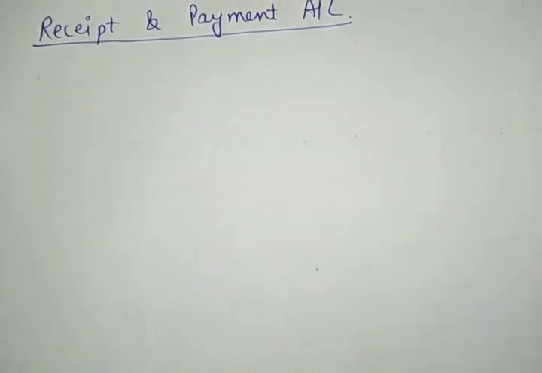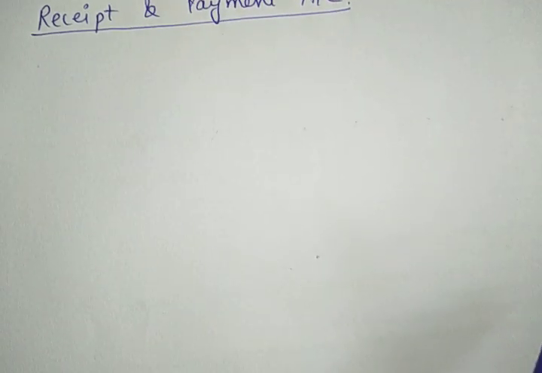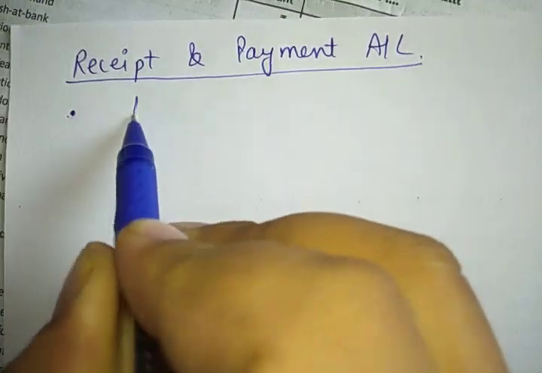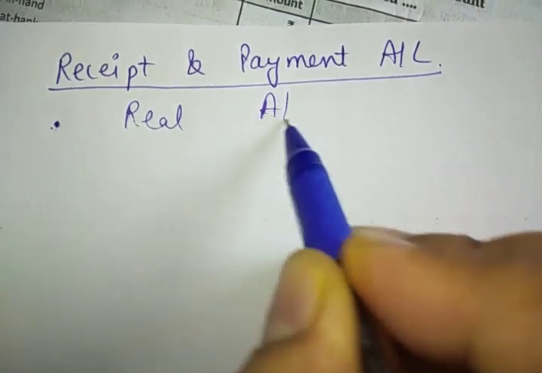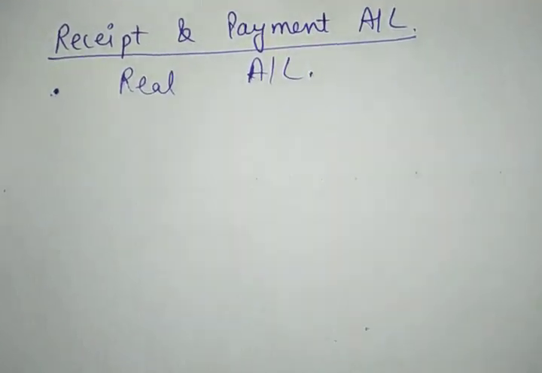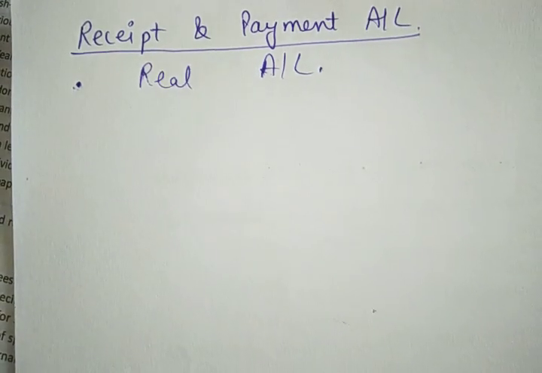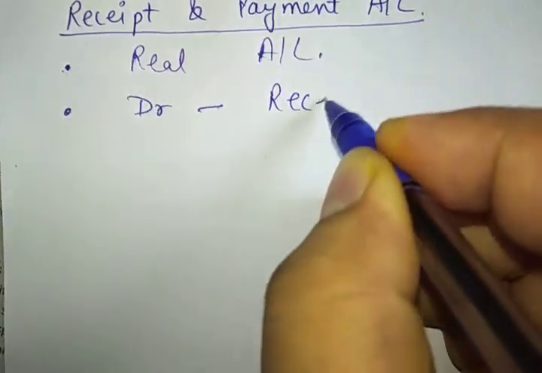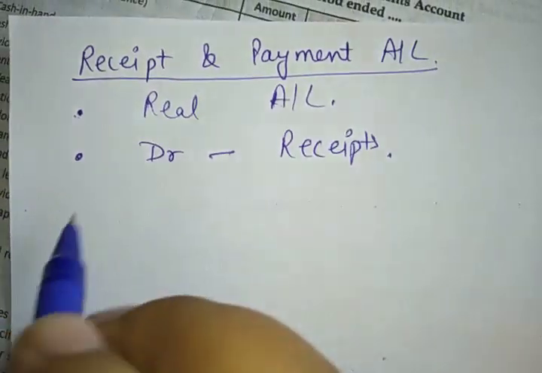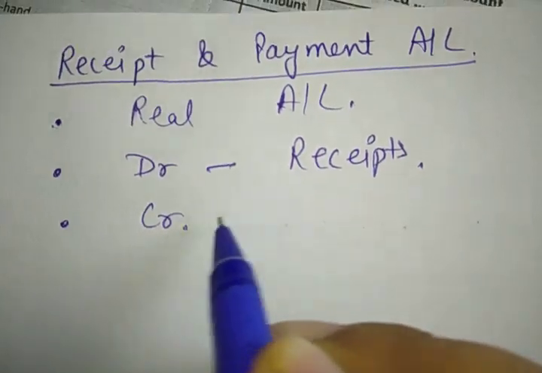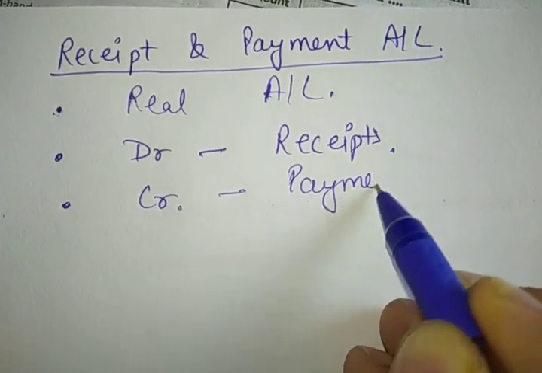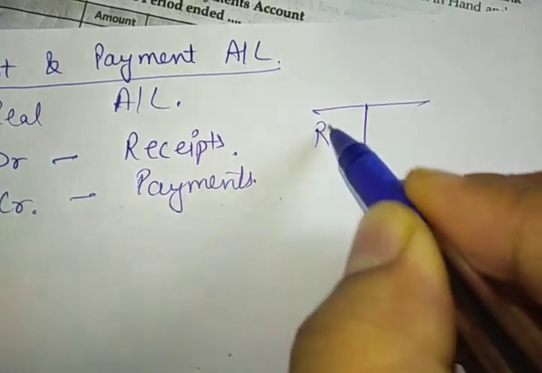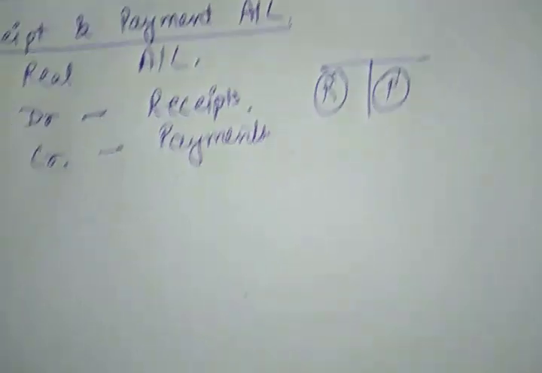This is very much similar to the trading account that we made in a profit organization. First of all, this is a real account, and as you all know, the real account will follow the rule: debit what comes in, credit what goes out. So we are debiting what comes in, which means receipts, and we have to credit whatever goes out, so we will be crediting payments. And here is your account. It will be a T-shaped account, with receipts on the debit side and payments on the credit side.